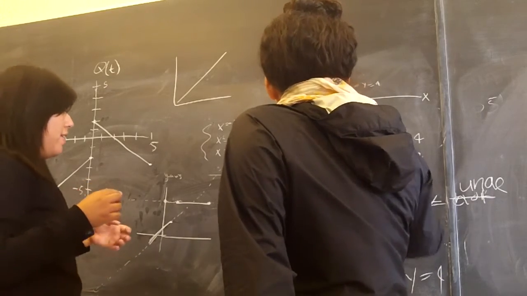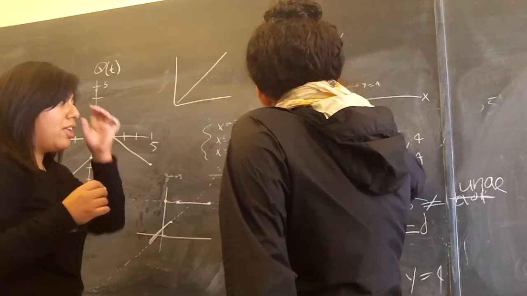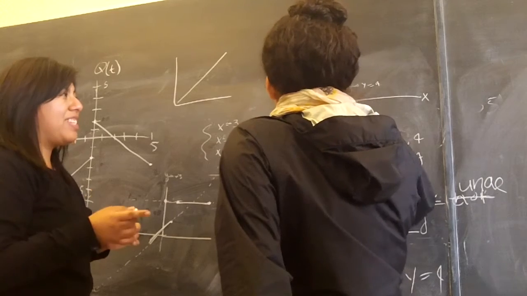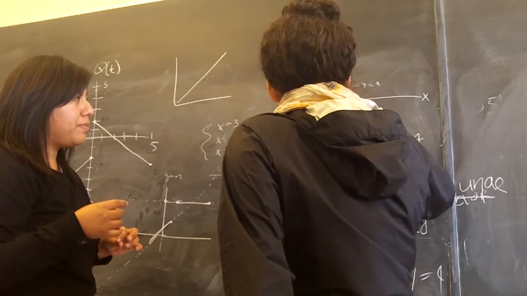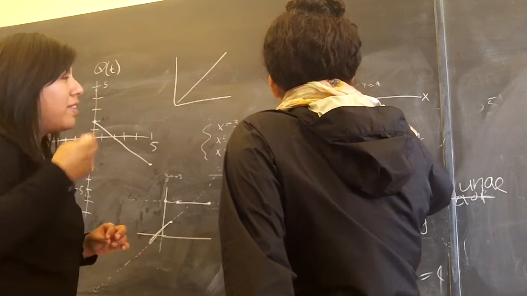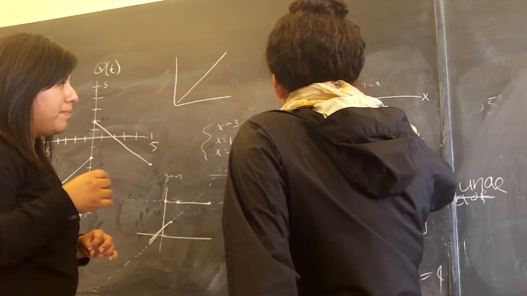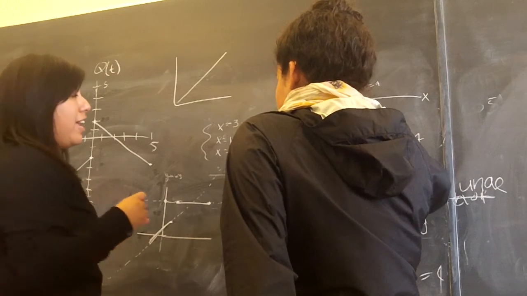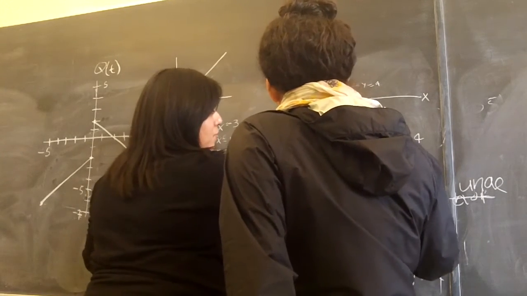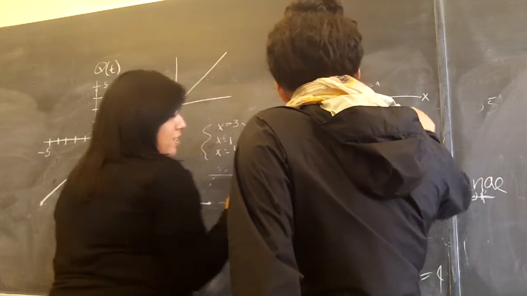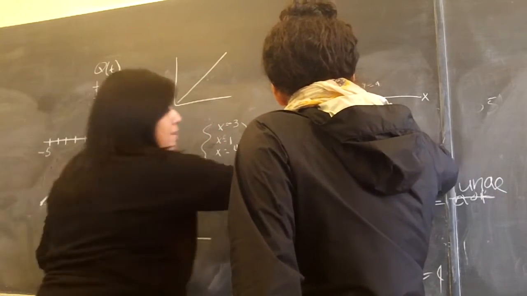So, what are you gonna say? Yeah, so this is saying this number is greater than whatever is here, or vice versa, this number is smaller.